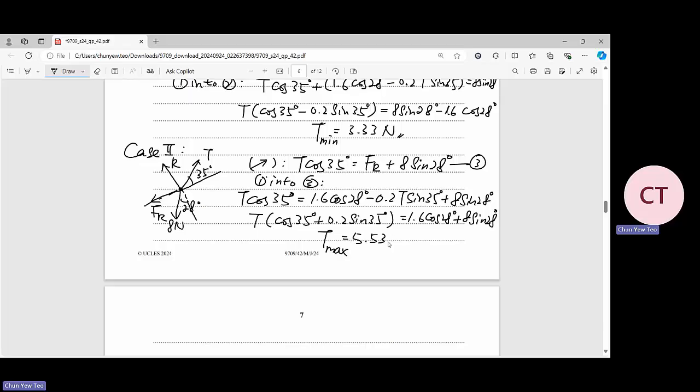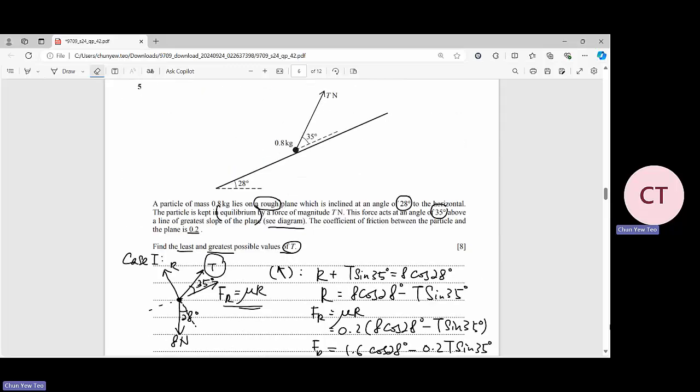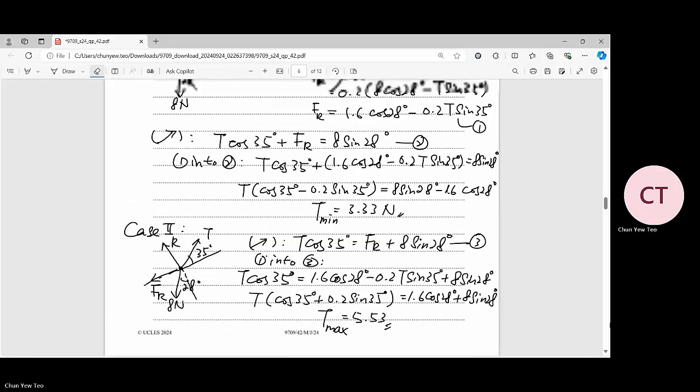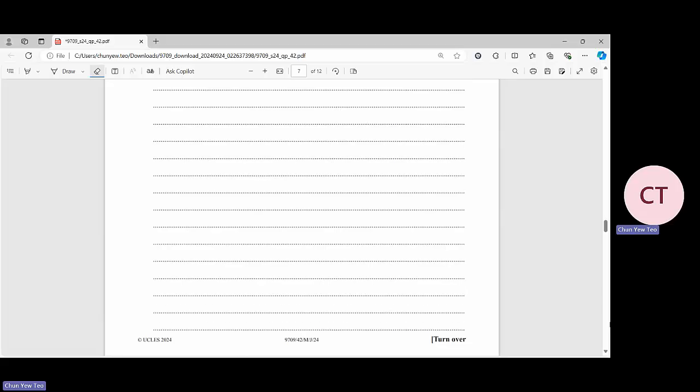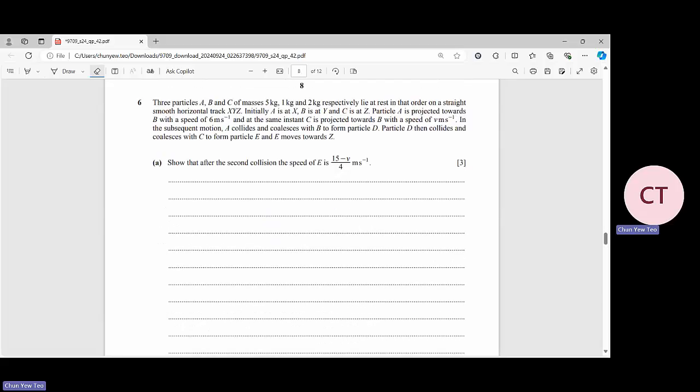So at the end, that's all. We have found the T minimum and the T maximum over here. So done. This is the answer for question number 5. Okay, now we move on to question number 6.